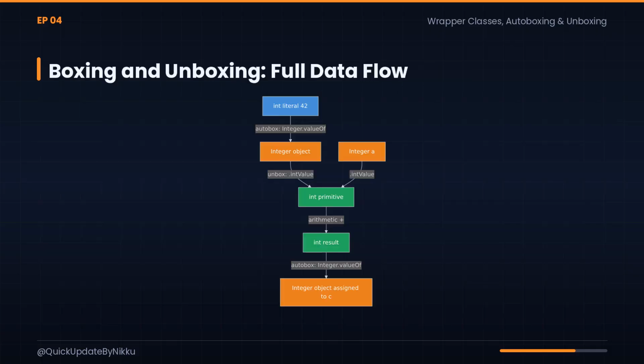Tracing the data flow for wrapper arithmetic makes the cost concrete. A primitive enters via valueOf and becomes a heap object. To participate in any arithmetic, that primitive must be extracted again via intValue, the operation runs on the raw primitive, and then valueOf wraps the result once more before it can be stored in a wrapper variable. Each orange node represents a heap allocation, each green node is a pure stack operation with no allocation cost.